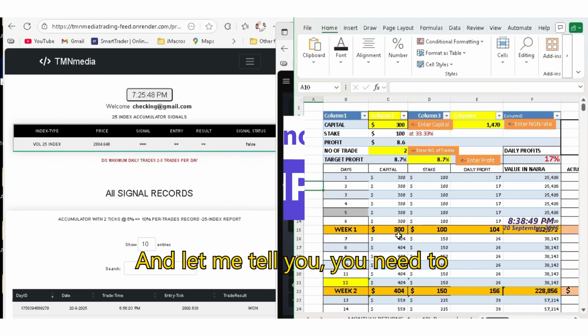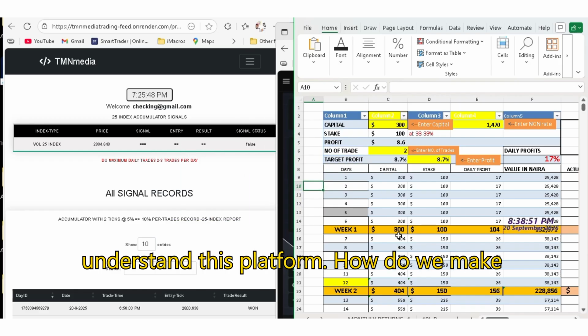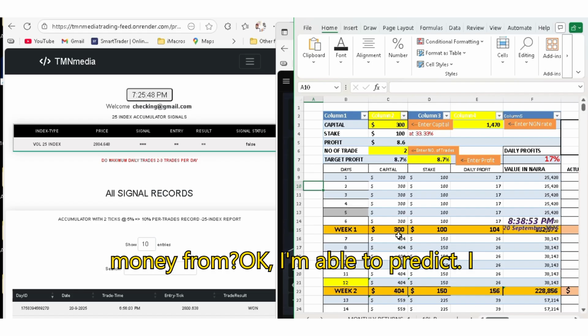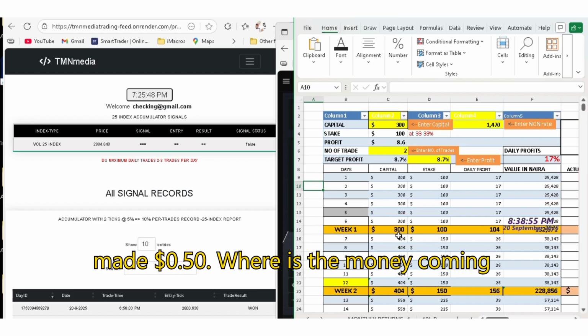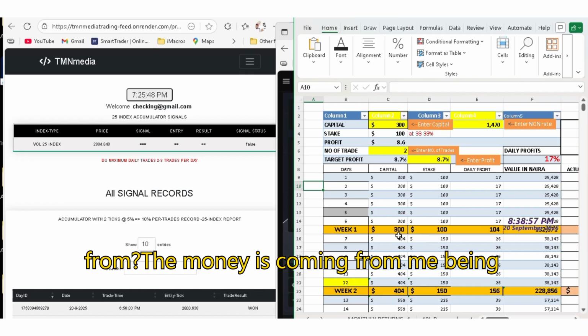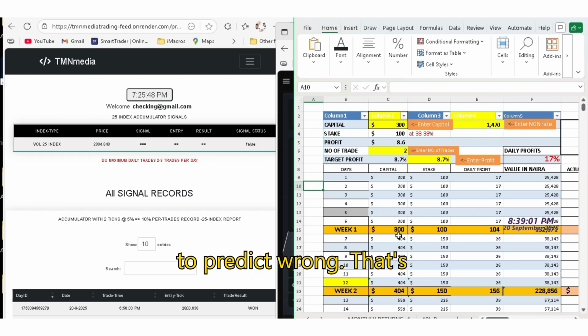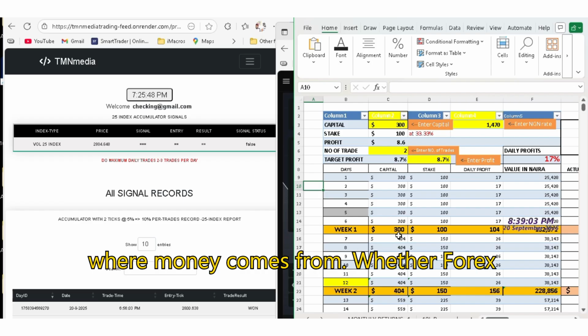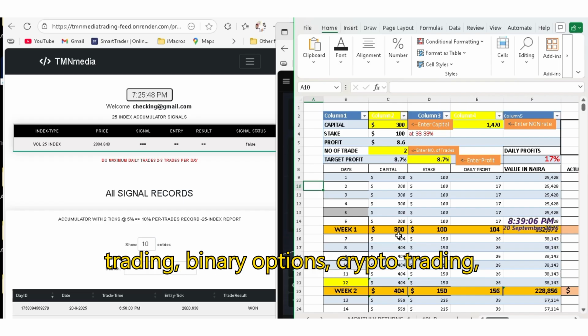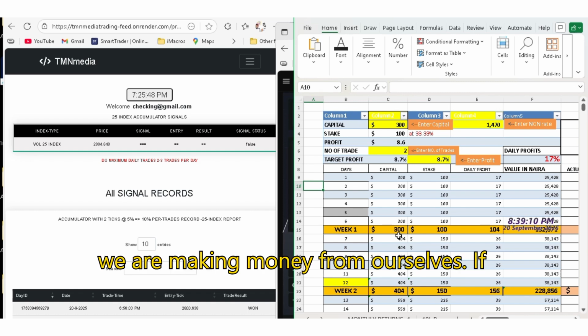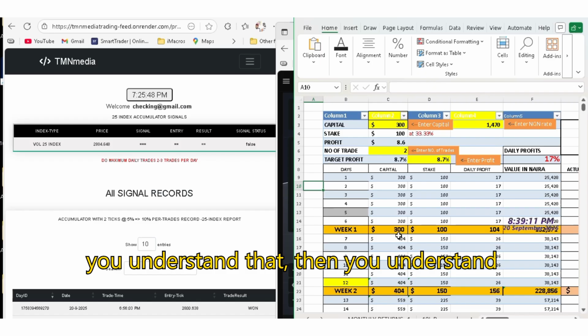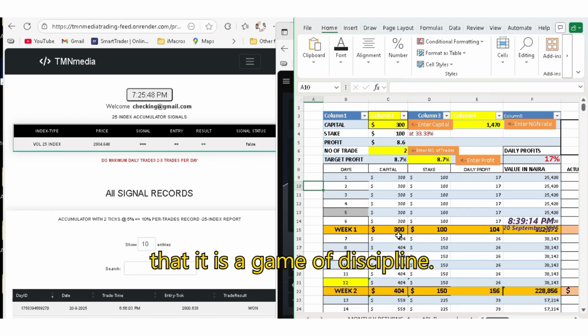And let me tell you, you need to understand this platform. How do we make money from it? Okay, I'm able to predict and I made 50 cents. Where is the money coming from? The money is coming from me being able to predict right, others being able to predict wrong. That's where money comes from. Whether forex trading, binary options, or crypto trading, we are making money from ourselves. If you understand that, then you understand that it is a game of discipline.